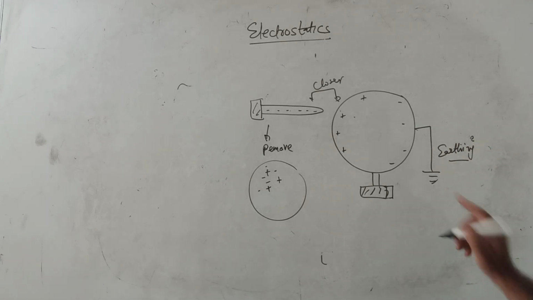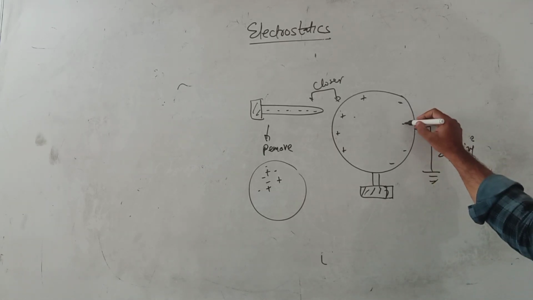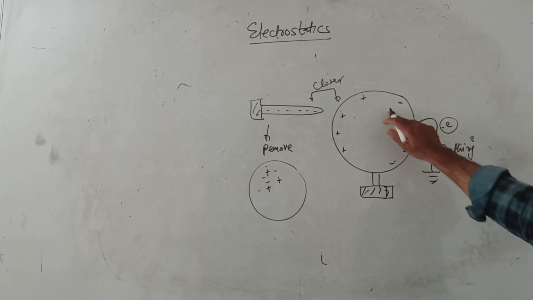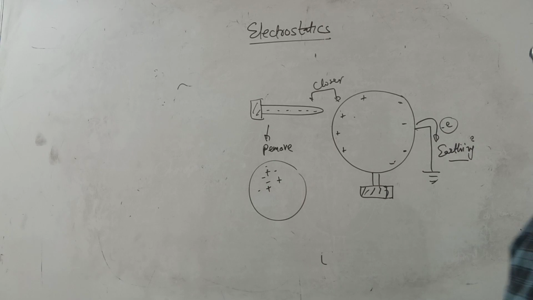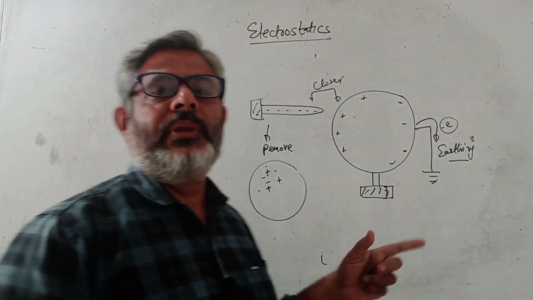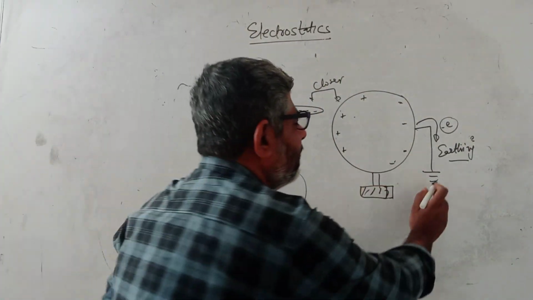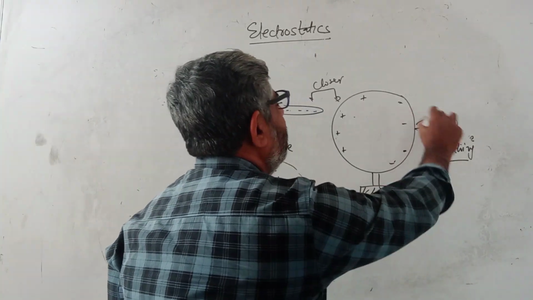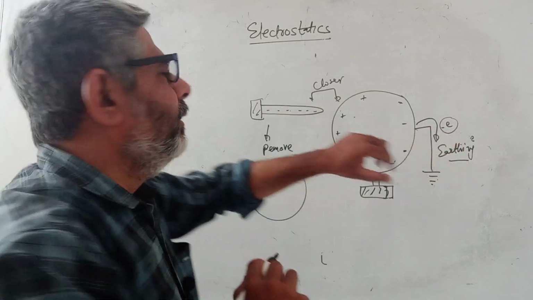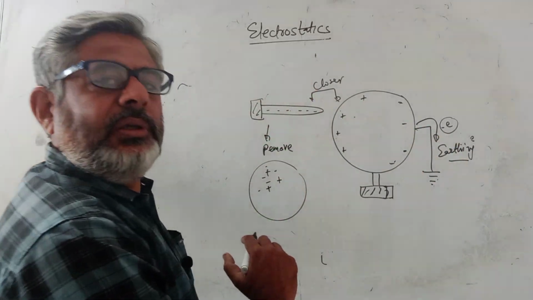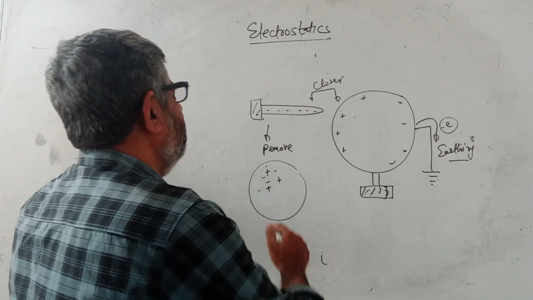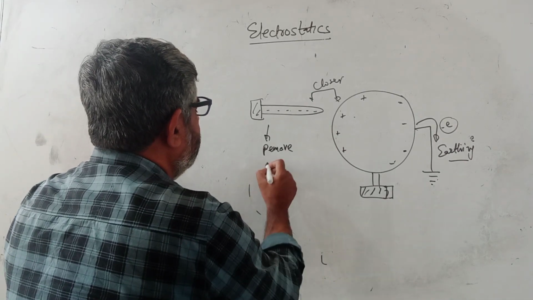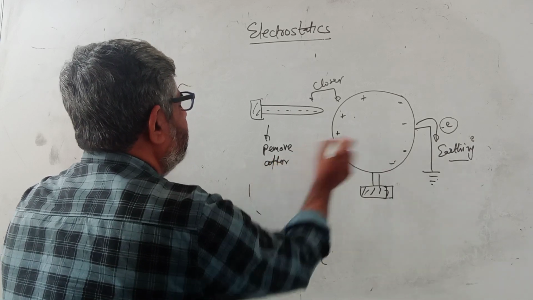Now what happens is, by earthing, these electrons which have gathered over here flow to the earth. So this negative charge flows down to the earth when you connect it to earth. This is the symbol of earthing. So as soon as you earth it, this negative charge will flow to the earth. Now when you remove this, what will happen?